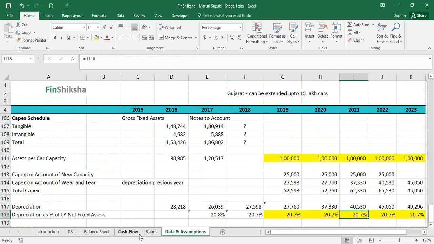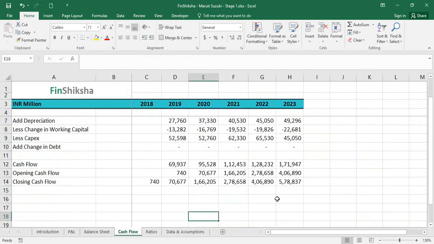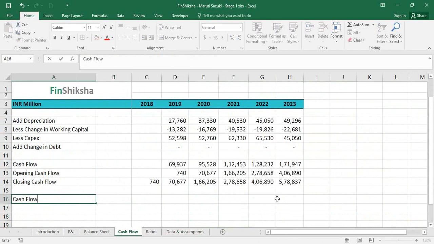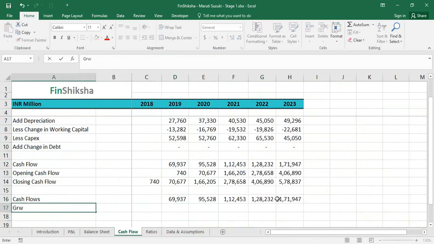So all the numbers are basically available. We have the cash flows available with us. We can now go ahead and discount these cash flows, right? So let's bring these cash flows down once again, and I'm going to put this here. Let's find out what the growth rate is.